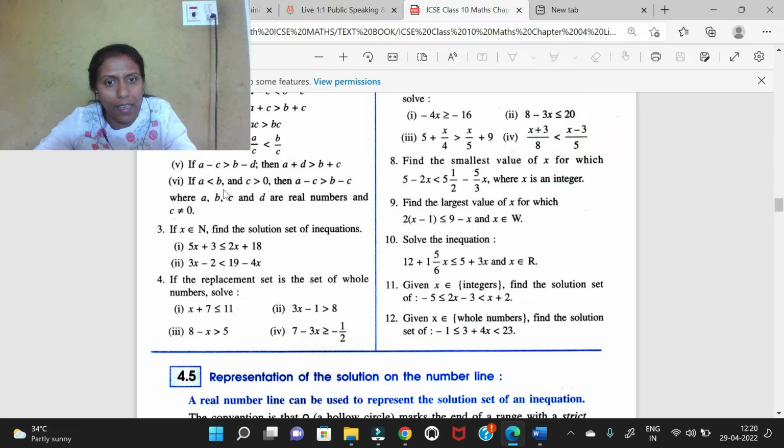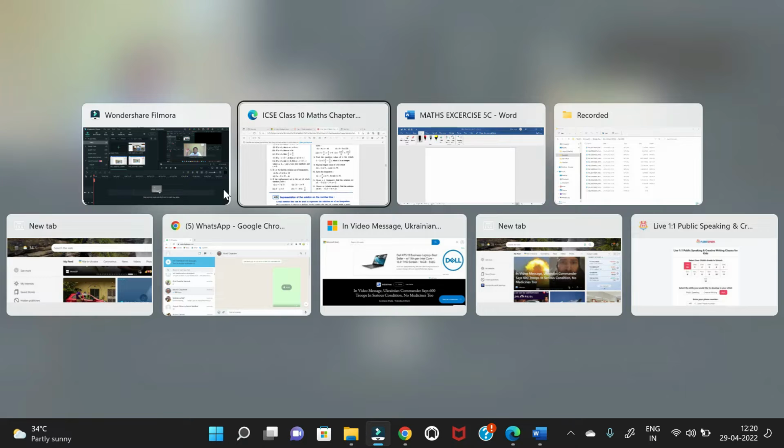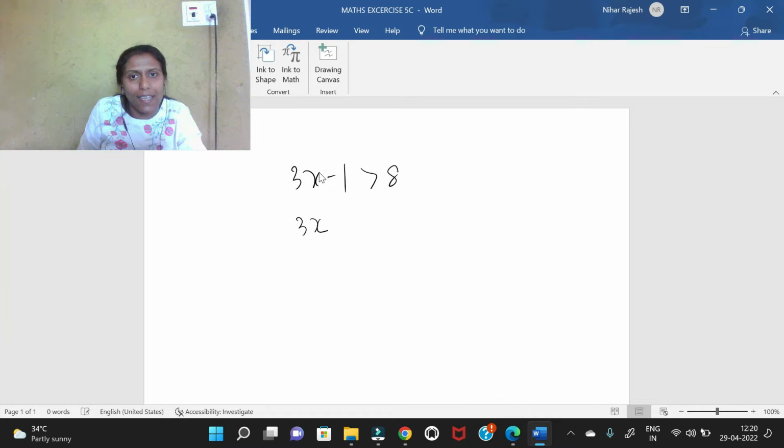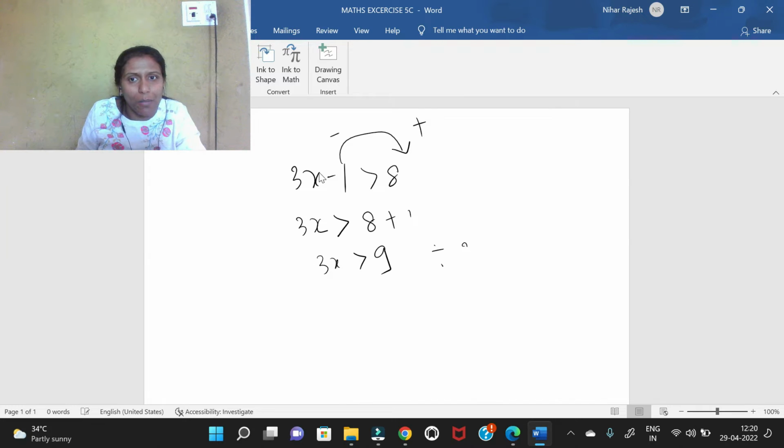So 3x minus 1 greater than 8. I am taking the second question here: 3x minus 1 greater than 8. So it means 3x is greater than 8 plus 1. What I did is I crossed the bridge, and the minus got changed to plus. So 3x is greater than 9, or let me divide on both sides by 3, which we can do according to the rule.